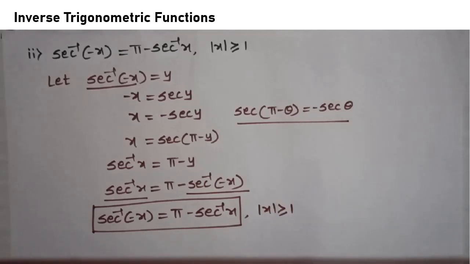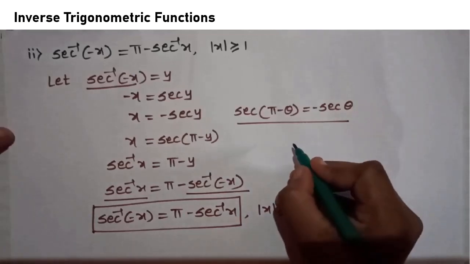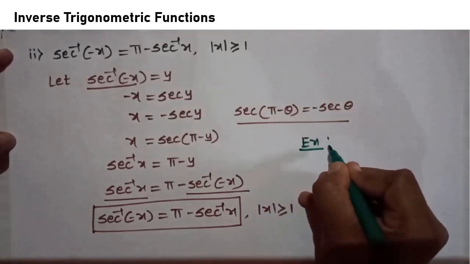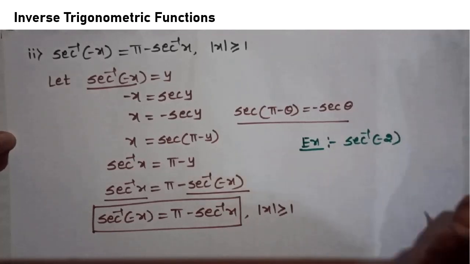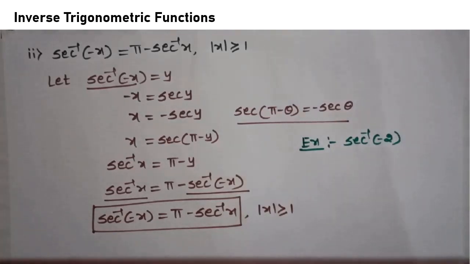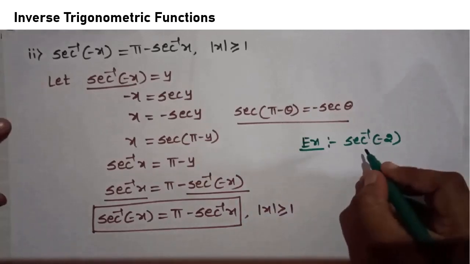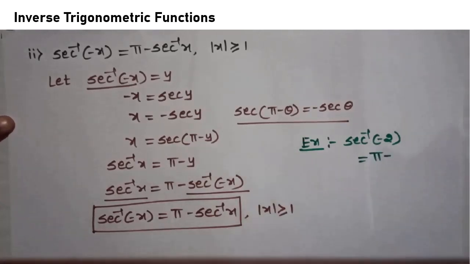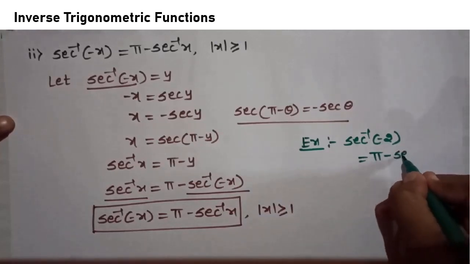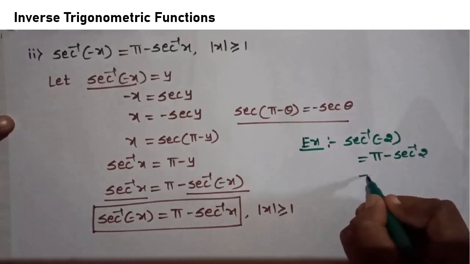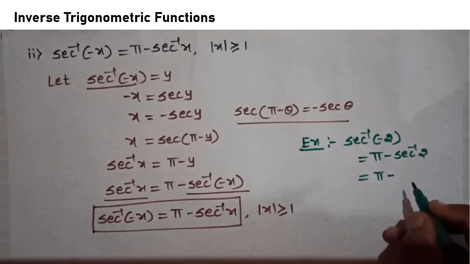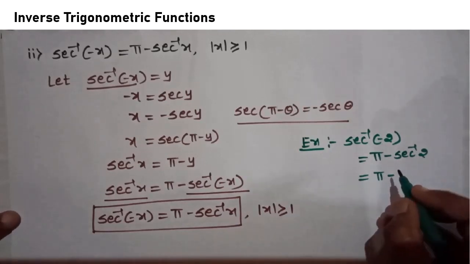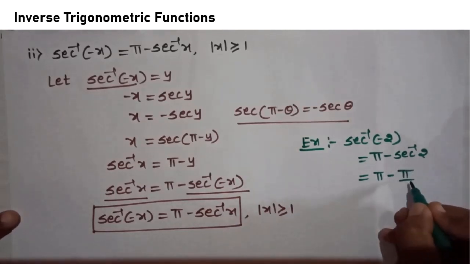Again, how to use this property? They will ask in exam, find the principal value of secant inverse of minus 2. You know already the property secant inverse of minus x is pi minus secant inverse x. Therefore, secant inverse of minus 2 is pi minus secant inverse 2, right? So, it is pi minus, for which angle is secant giving 2? For 60 degree. Therefore, we can write this as pi by 3.